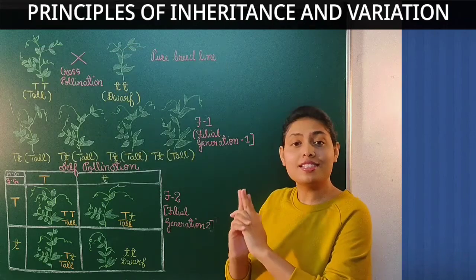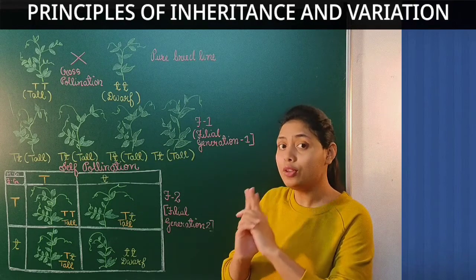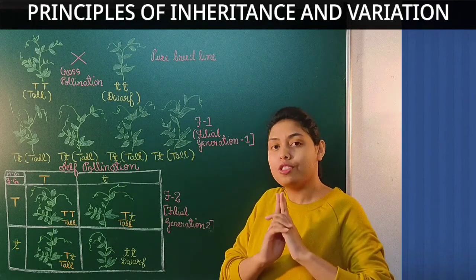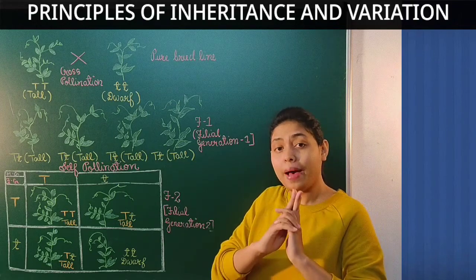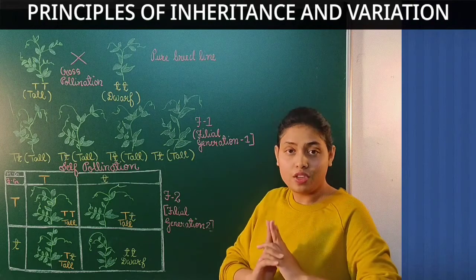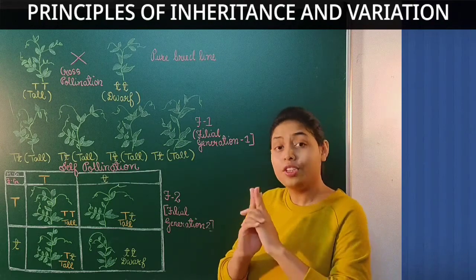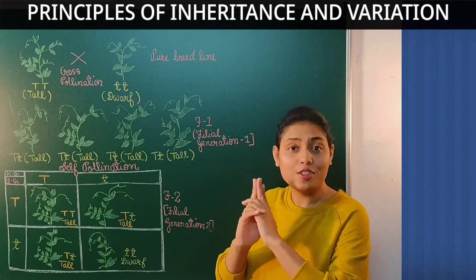Jo bhi physical traits study kiye ja sakte hain, easily dekhe ja sakte hain, unhe hum phenotype bolte hain. Aur inhi phenotype ke liye jo gene responsible hoti hai, unko jis form mein ya pattern mein express kiya jata hai ya likha jata hai, usse hum bolte hain genotype. The genetic makeup responsible to produce a trait is known as genotype.